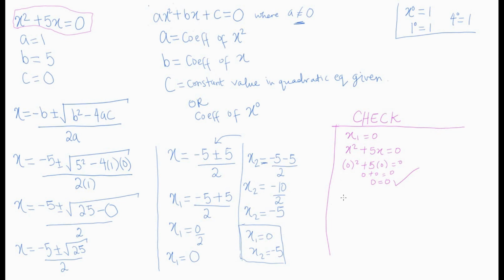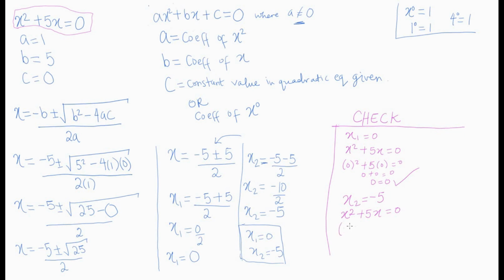Now we do the same thing for x sub 2. It's important for you to check and cross-check your work as you're working. I'm sorry, x sub 2 is not equal to 0. That's x sub 1. x sub 2 is actually equal to negative 5. So I'm going to put that down now. Sorry. So x sub 2 equals negative 5, and we put it back in x squared plus 5x equals 0.